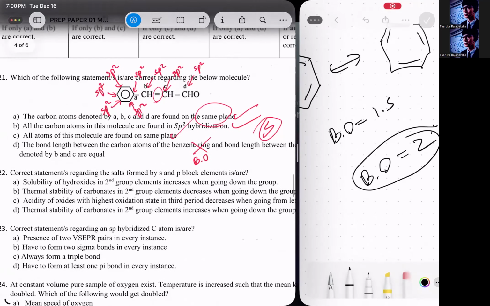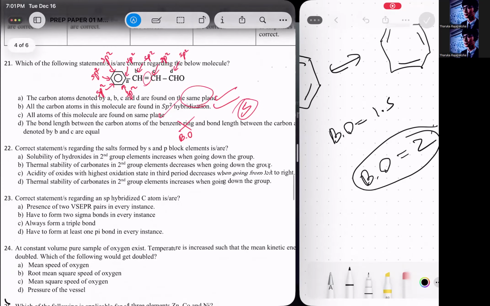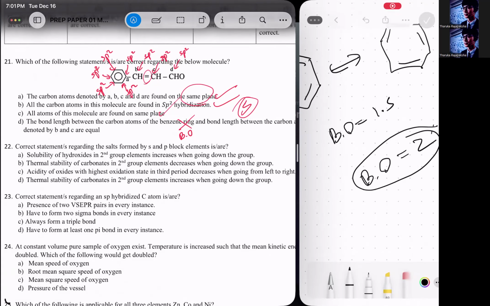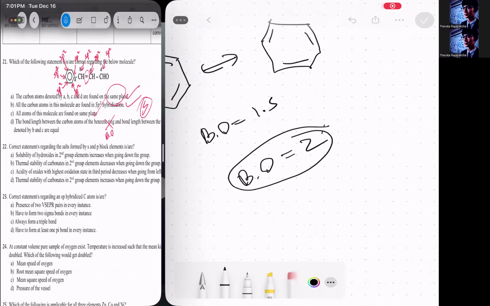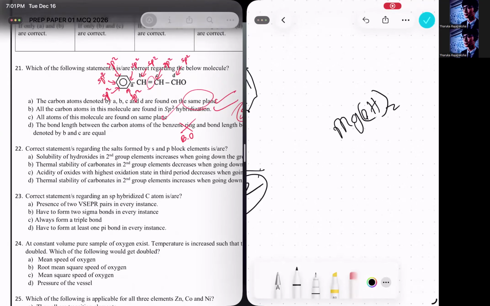22nd one, the correct statement regarding the salts formed by S and P block elements are: A, solubility of hydroxide in second group elements increases when going down the group. Hydroxides, people, when going down the group, solubility increases. The best example is magnesium hydroxide. This guy is insoluble in water, forms a white color precipitate, and when going down the group, the solubility will increase. Right.